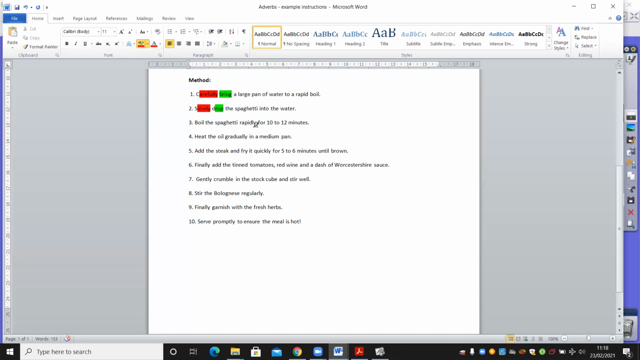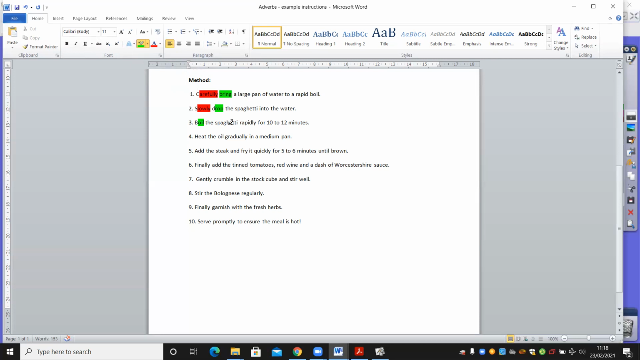Boil the spaghetti rapidly for 10 to 12 minutes. Can you first spot the verb, the imperative verb in that sentence? The word which tells us what we must do. That's right, boil. Boil is the imperative verb right at the very beginning of the command.